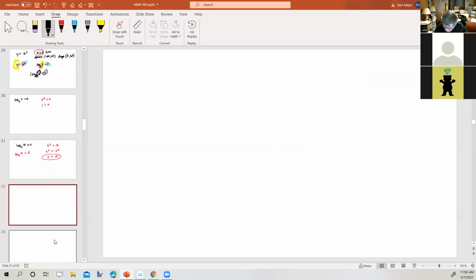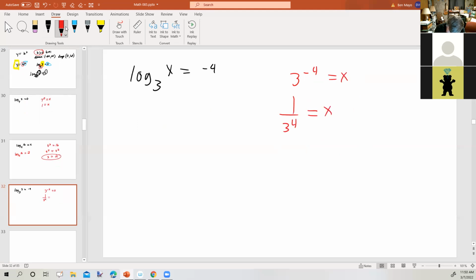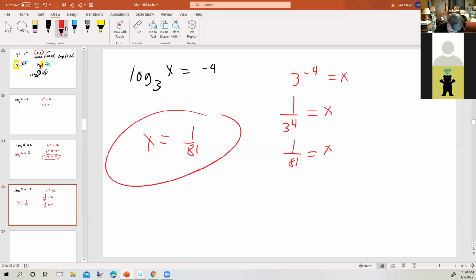Okay. How about this? Log base 3 of x equals -4. So 3 to the -4th power equals x, which is 1 over 3 to the 4th power, which is 1 over 81. So x equals 1 over 81. Let's see here.